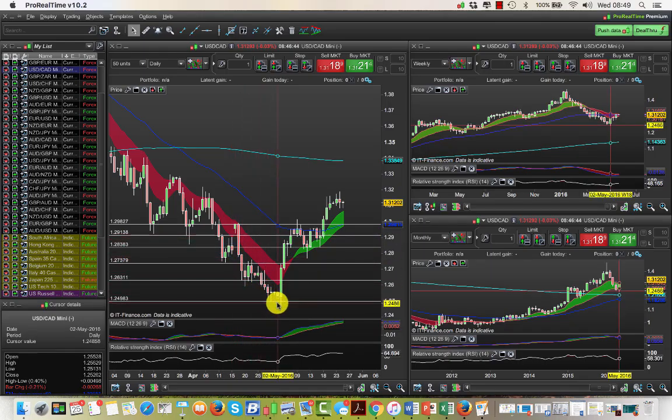We took it, and I pretty much got out. I think it was around about over here on the 29th of April, somewhere around there, got out. So I had about a 3-1 or 4-1. So it was a great trade. But then look what happened. I got out at the right time. Price pushed up, the US dollar strengthened, and we shot right back up. And the US dollar strengthened quite nicely against the Canadian dollar.